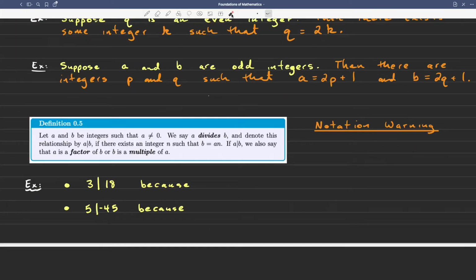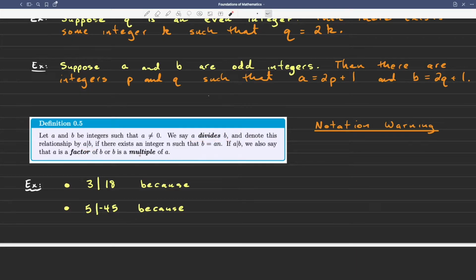In definition 0.5 at the bottom here, a and b are integers, and we're assuming a is not equal to 0 because we're going to be dividing by a. So we say a divides b, and we have this notation a bar b to indicate that relationship. So when we say a divides b here, we're talking about a relationship between 2 integers. We're not talking about the result of dividing a by b, which would be some number. We're just talking about a relationship. It's kind of like less than or greater than. It's a relationship between 2 numbers.